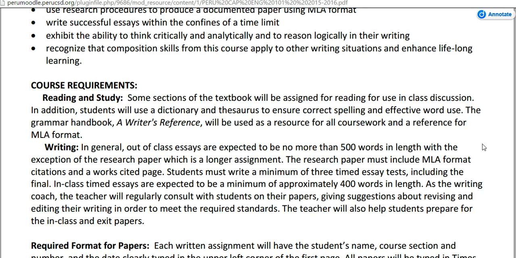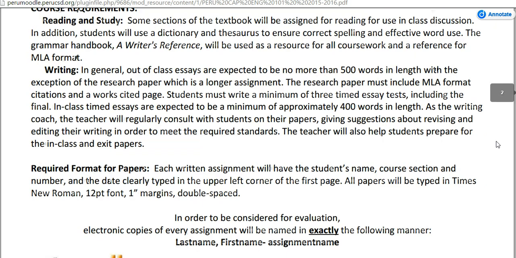In general, out-of-class essays, which are really not out-of-class essays, they are written in our flipped classroom setting inside class, no more than 500 words in length, with the exception of the research paper, which is 10 pages. The research paper uses MLA format. The timed writing essays are about 400 words in length, but we don't really care about word length for those. And it is expected that you do all your own writing and revising, with, of course, some help from peer editors. The required paper format is listed here.